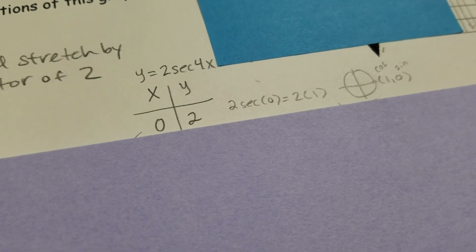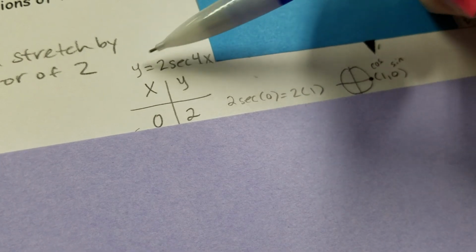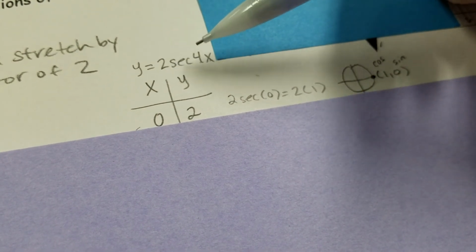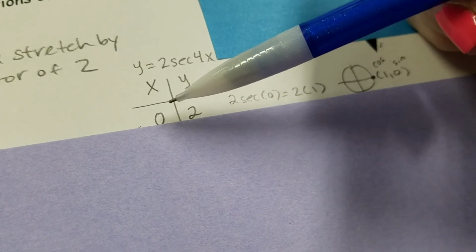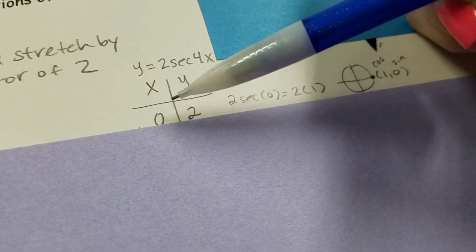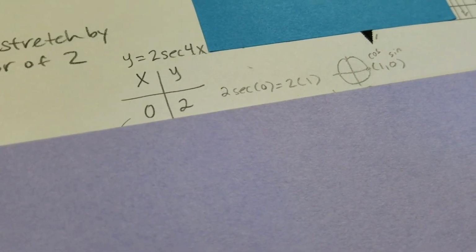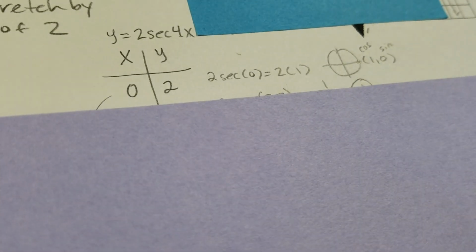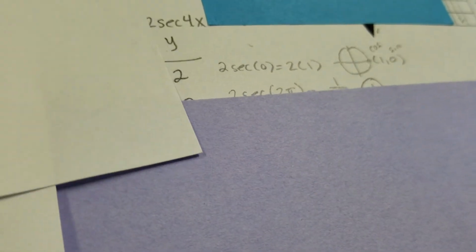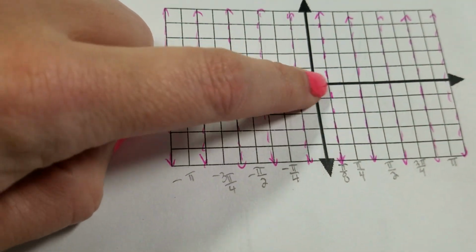Okay, so now let's make a table for our equation, y equals 2 secant of 4x. So a really easy point to plug in is going to be 0. It's also a good choice because in between your asymptotes, you have negative pi over 8 and pi over 8, and 0 is going to be between them. So we know that something is going to definitely happen in between these two. So 0 is a good value to plug in.